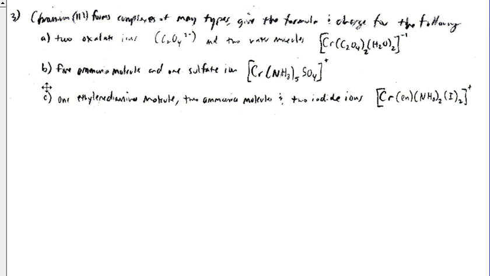of -1. In part B, you're forming a complex ion with the chromium-3 ion and 5 ammonia molecules and a sulfate ion. That would be Cr(NH3)5 and then SO4 with a +1 charge. And finally, chromium-3 with 1 ethylene diamine molecule, 2 ammonia molecules, and 2 iodide ions would become Cr, and ethylene diamine is abbreviated En. 2 NH3s and 2 I minuses come out to a total of +1 charge.